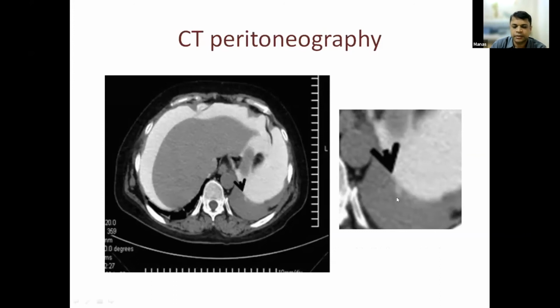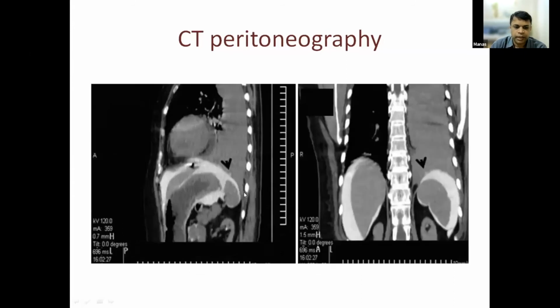It can be measured in Hounsfield units, and a radiologist can tell that this is in the pleural cavity, above the diaphragm. Also, in multiple coronal and lateral sections, the exact site of the diaphragmatic defect can be seen. So it helps in planning the definitive management.